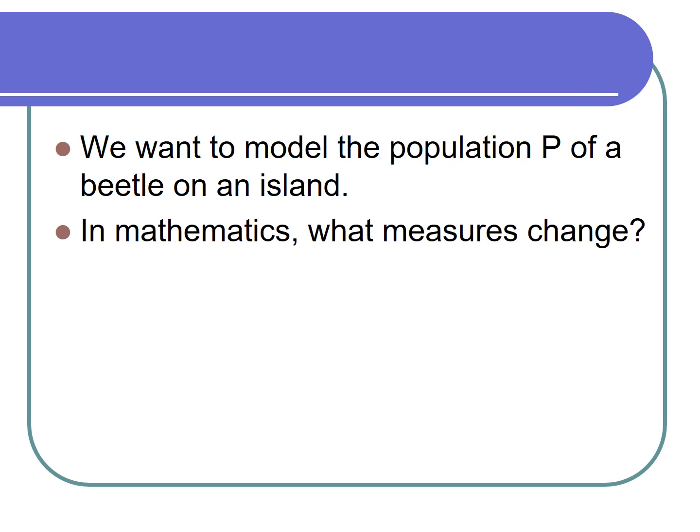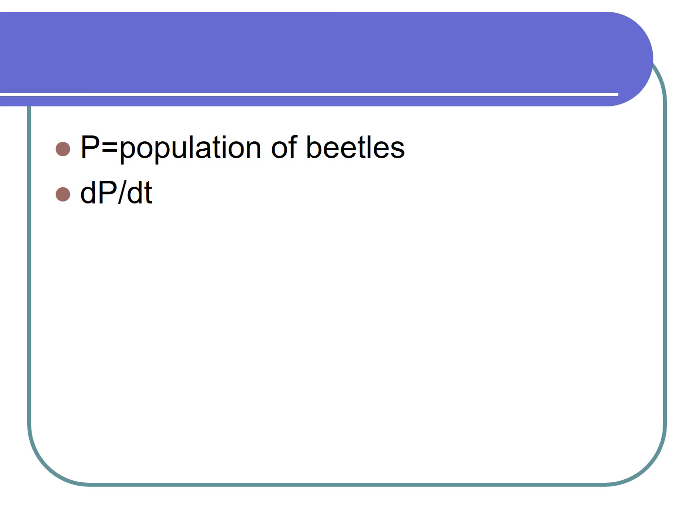For instance, let's say we want to model the population, P, of a beetle on some remote island. So first thing in mathematics, we have to think a moment about what measures change. Hopefully you've already come up with the idea of the derivative: the change in the population with respect to time. So if P is the population of beetles, then dP/dt is the change in population with respect to time, where the little t is time.